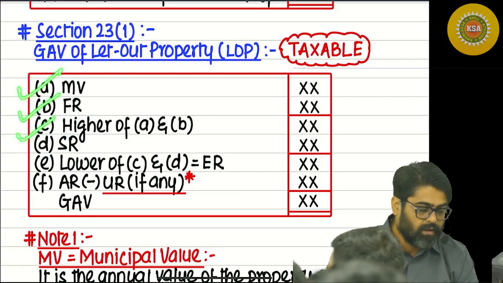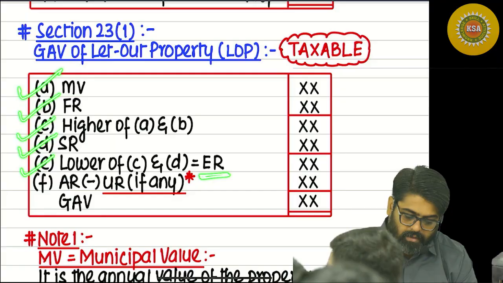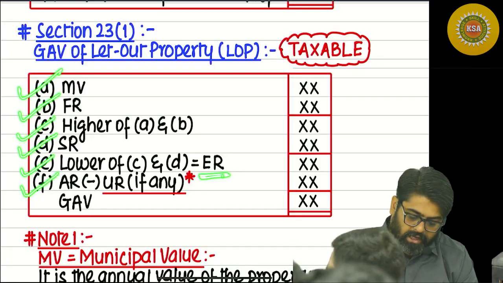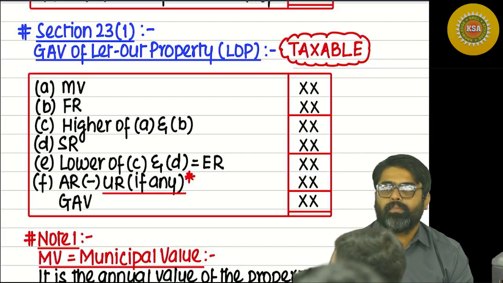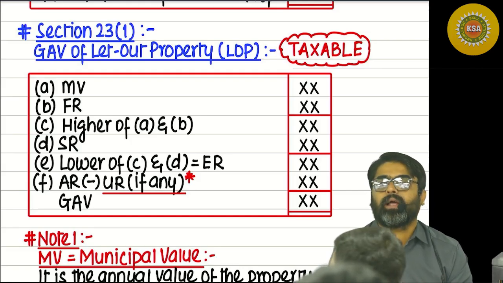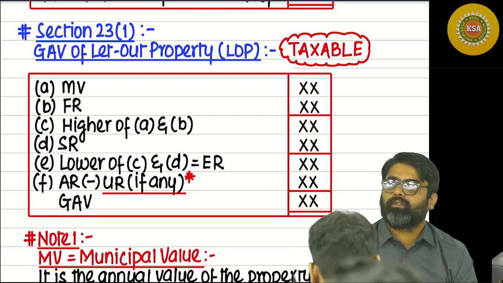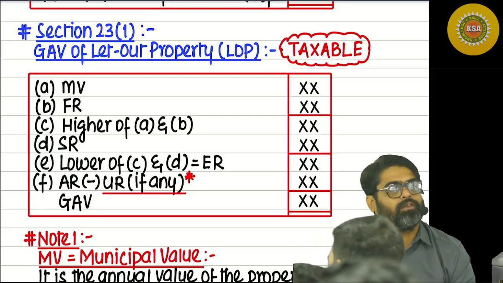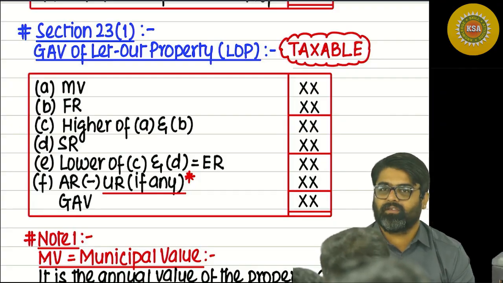Whichever is lower will become expected rent, compared with actual rent. Comparison will be done directly if there is no vacancy: expected rent, actual rent, whichever is higher. And if there is vacancy, we cannot directly compare. We'll have to add the vacancy rent also.